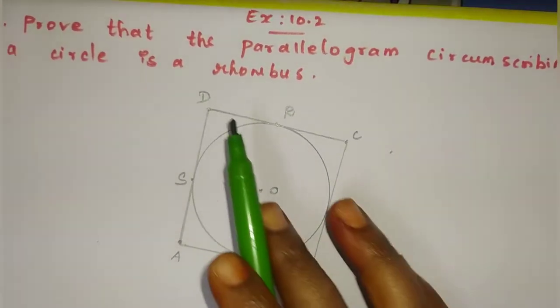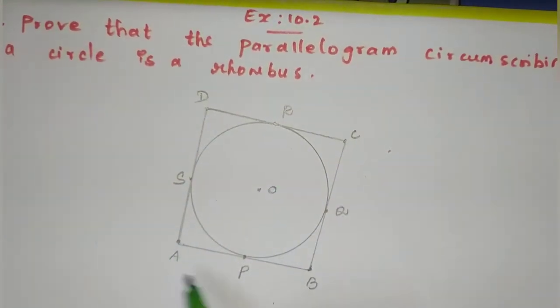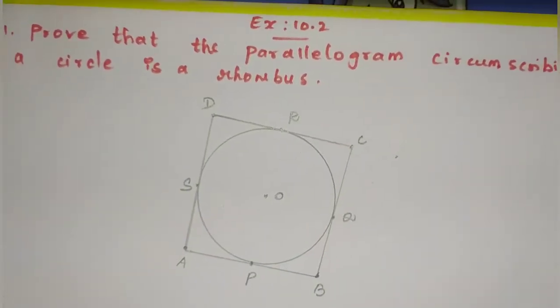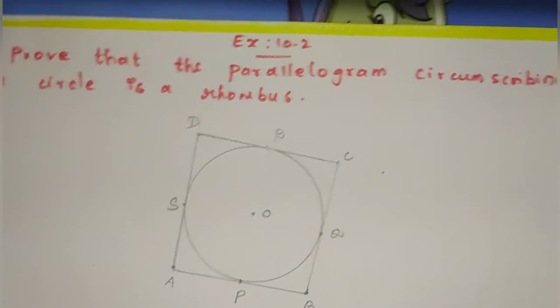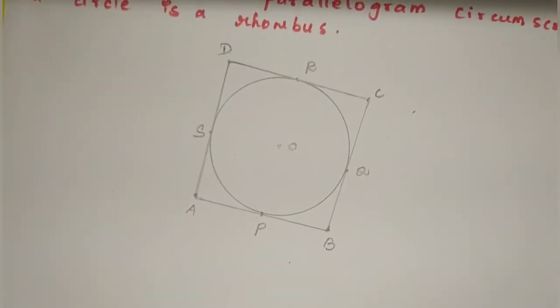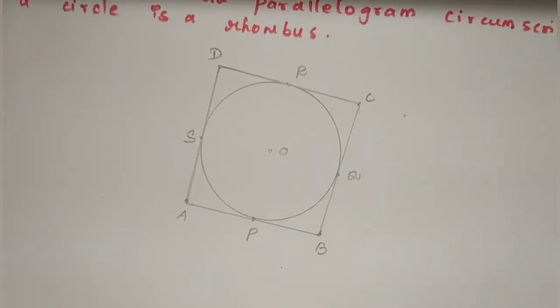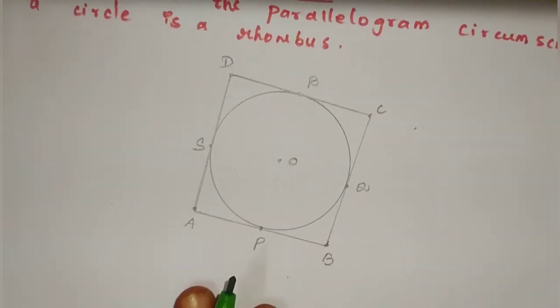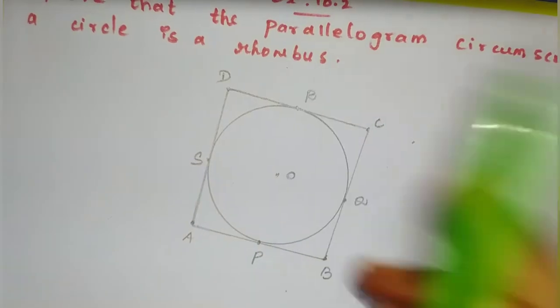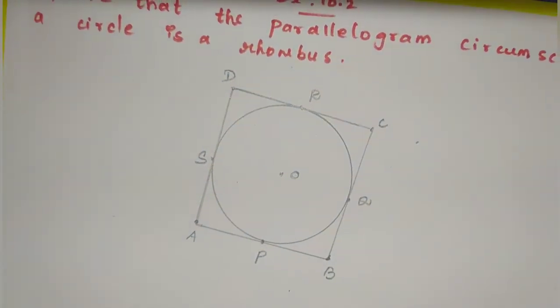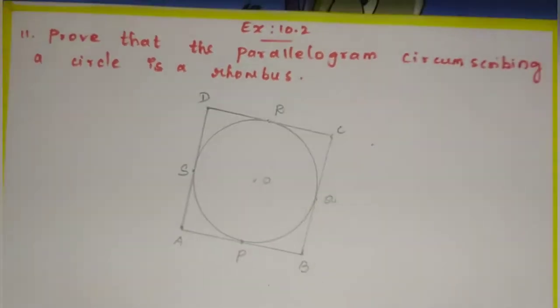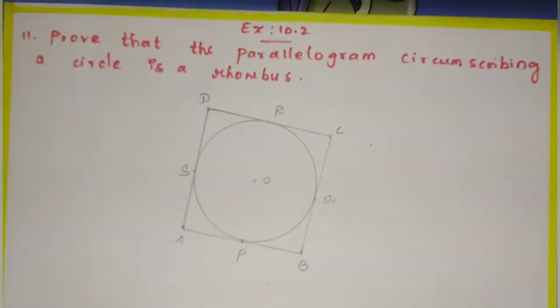The opposite sides must be equal. AB is equal to CD. BC is equal to AD. Opposite sides are equal and parallel. That we know already. Now, what do we have to prove? It is a rhombus. To prove it is a rhombus, you have to show that all the sides are equal.